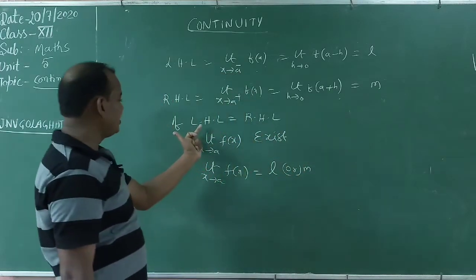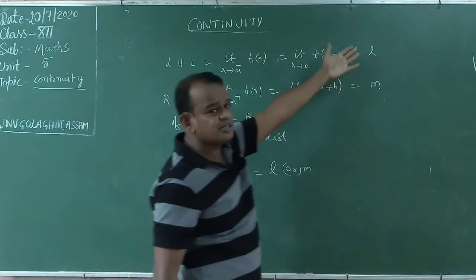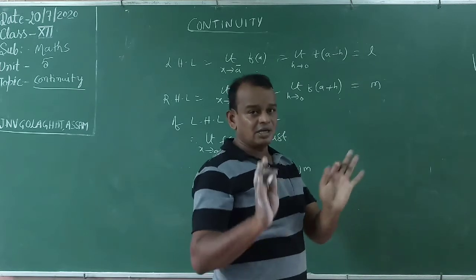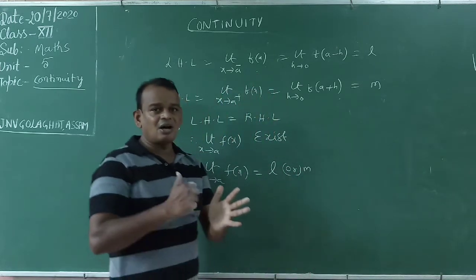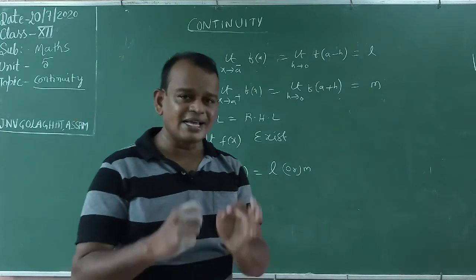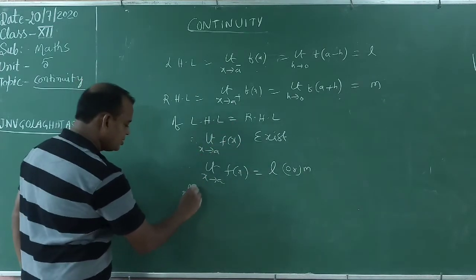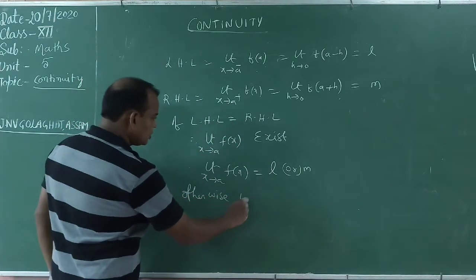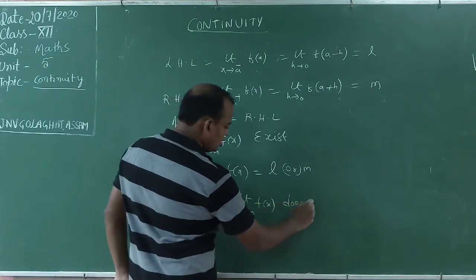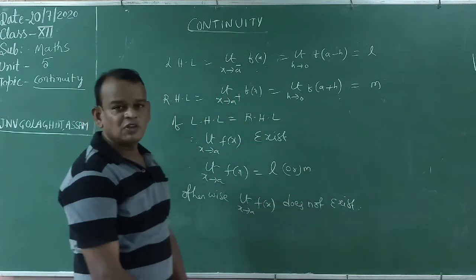That's why I am writing LHL is equal to RHL, that is, L equal to M. The limit value is equal. For suppose this is 2, then this is also 2. For suppose this is 2 and this is 3, it means the limit does not exist. The LHL and RHL must be equal; then the limit exists. Otherwise, if those two are not equal, the limit x tends to a f of x does not exist.